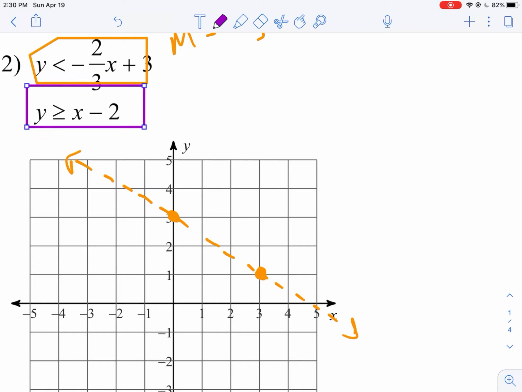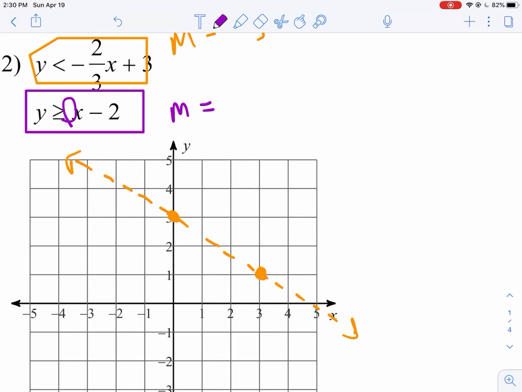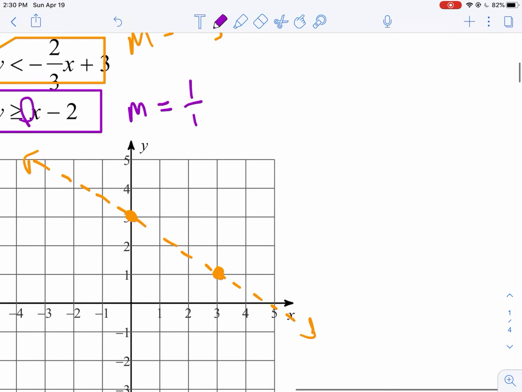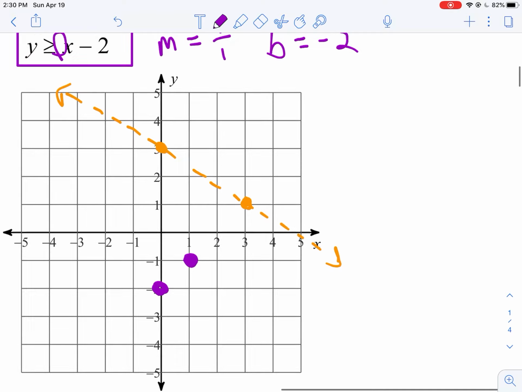Okay, give me my box. All right, my slope, a little trickier here. What is the slope? There's nothing in front of the x. If there's nothing there, what could we put there? Right, 1/1. So we're going to rise 1, run 1. And our b is -2. All right, so we go to -2, where I begin. Rise 1, run 1. Sweet.